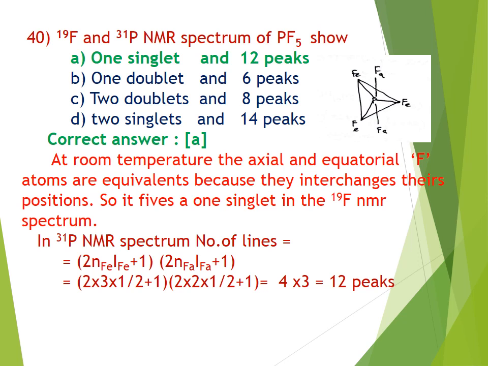In the P31 NMR spectrum, the number of lines will be calculated as follows. Here also there are 2 types of fluorine nuclei, equatorial and axial. There are 3 equatorial nuclei and 2 axial nuclei. You substitute: 2 into 3 into 1 by 2 plus 1, and 2 into 2 into 1 by 2 plus 1. Therefore that will give 12 peaks. For the 40th question the correct answer is A, 1 singlet and 12 peaks.